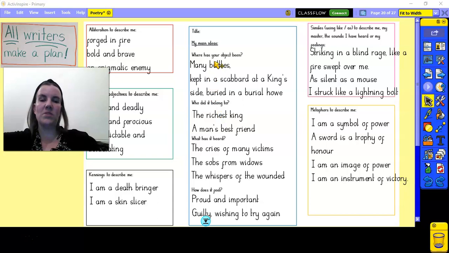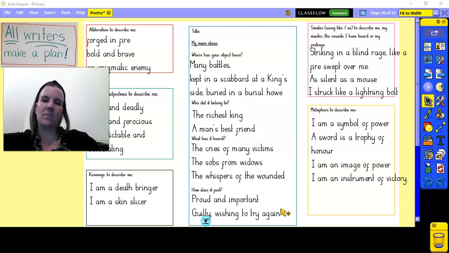So where has your object been? Been in many battles. It's been kept in a scabbard at a king's side, and it's also been buried for many years in a burial howe. Or who did it belong to? The richest king, and it was a man. I was a man's best friend. Okay. What has the sword heard? The cries of many victims, the sobs of widows, somebody whose partner has died, the whispers of the wounded.